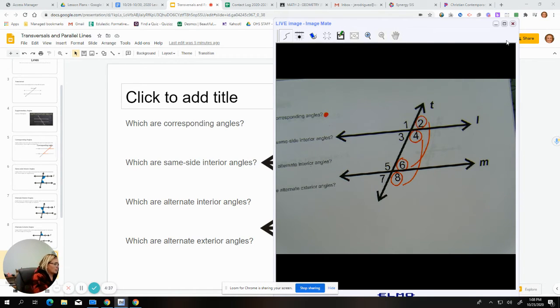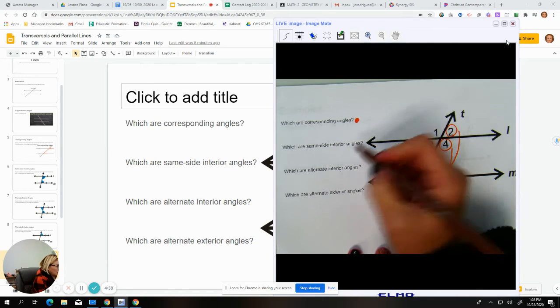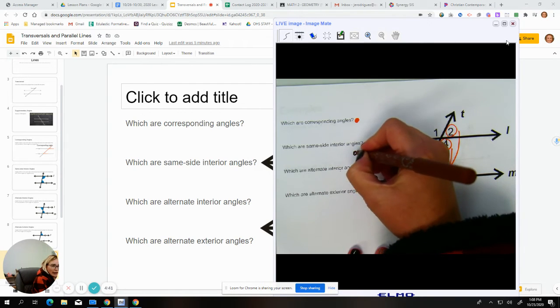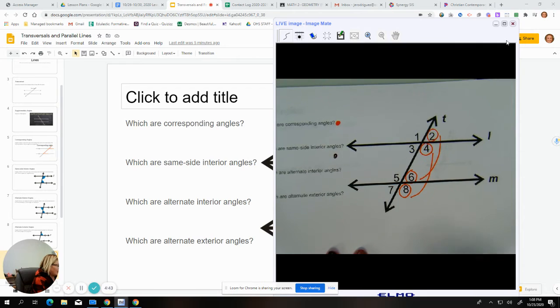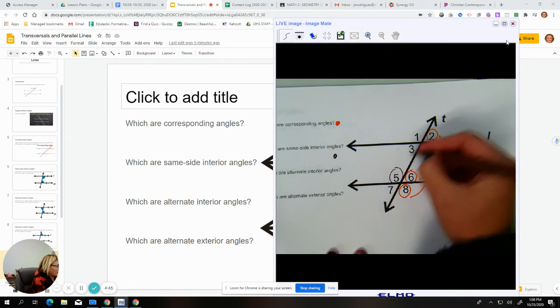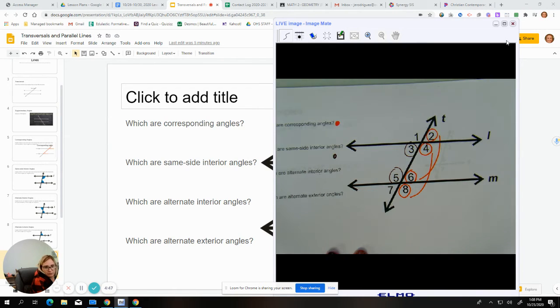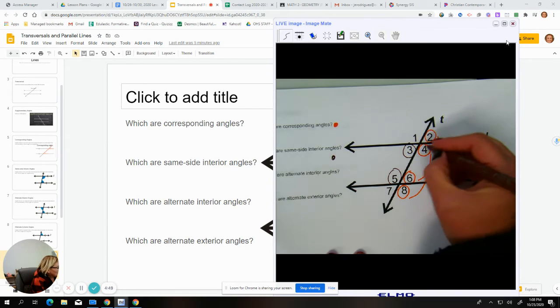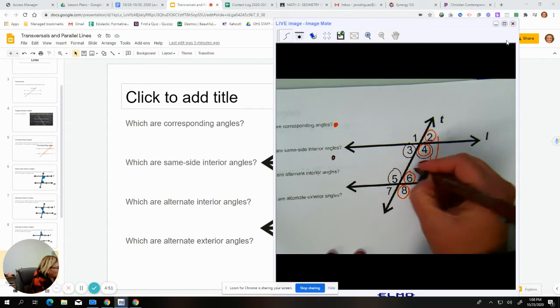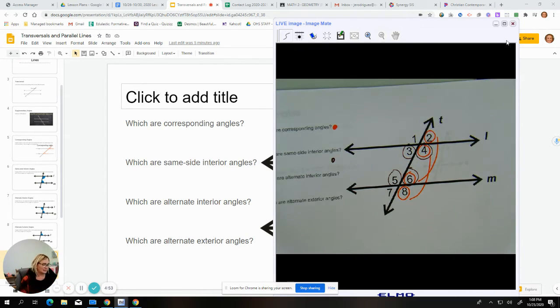So now we're going to talk about same side interior, and I'm going to mark those brown. Okay, same side interior would be like 5 and 3. The only other option would be 4 and 6. Okay, same side of the transversal in between the parallel lines.